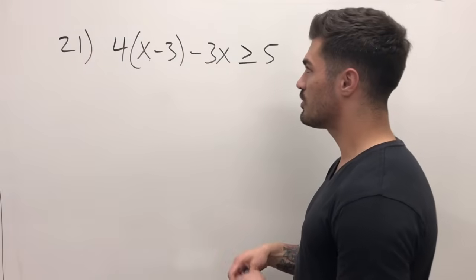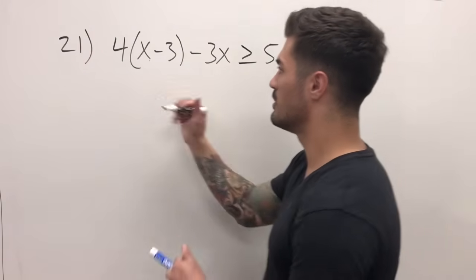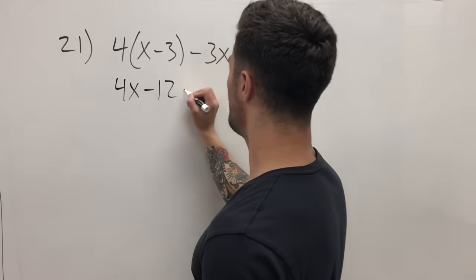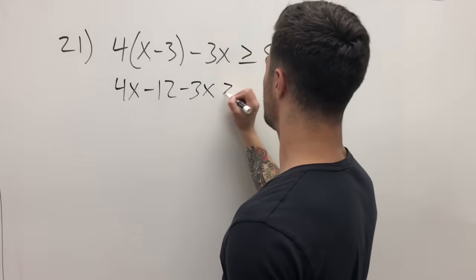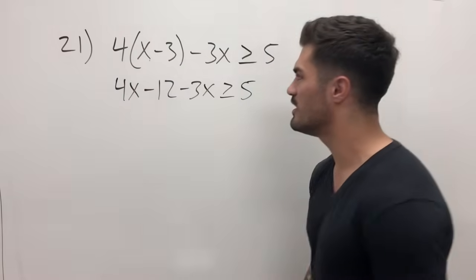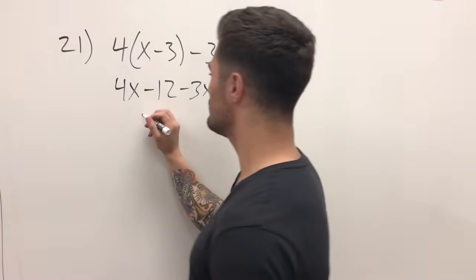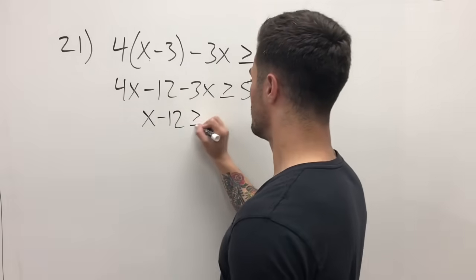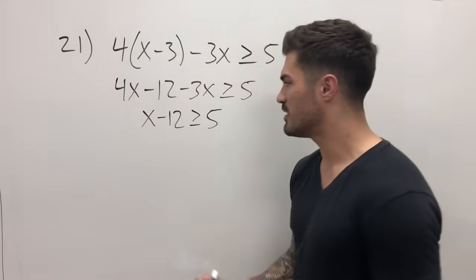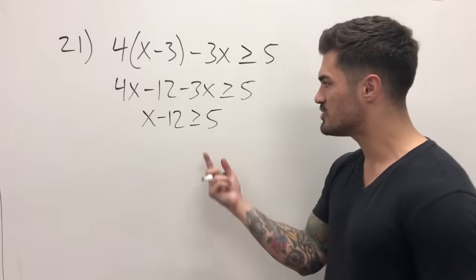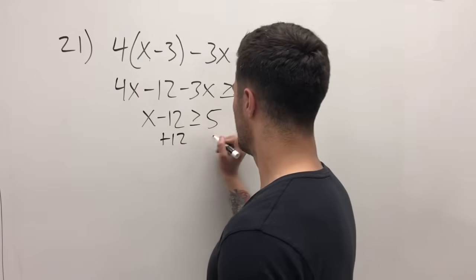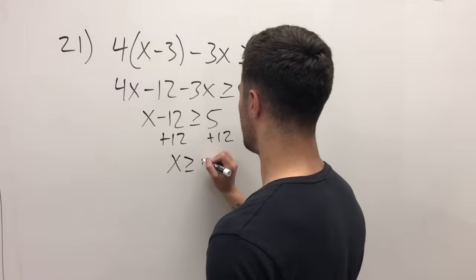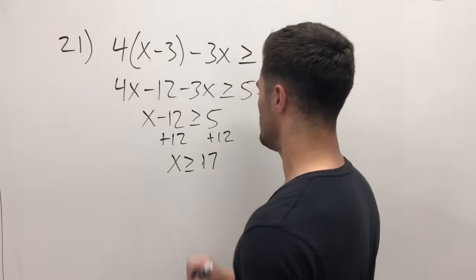So let's go ahead and work this out. I'm going to distribute this 4, and I get 4x minus 12 minus 3x is greater than or equal to 5. All right. Now I can combine my like terms, just as I would if this were an equal sign. I haven't multiplied or divided by any negatives, so I'm good. Now I can add 12 to both sides, and after doing this, I get exactly what I want, which is x is greater than or equal to 17.